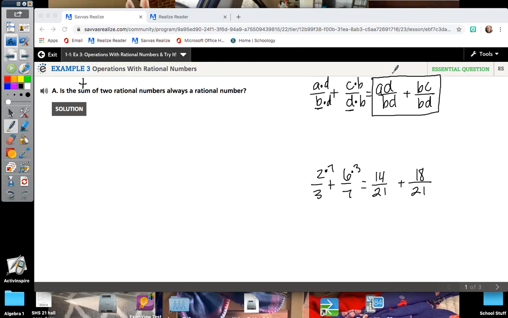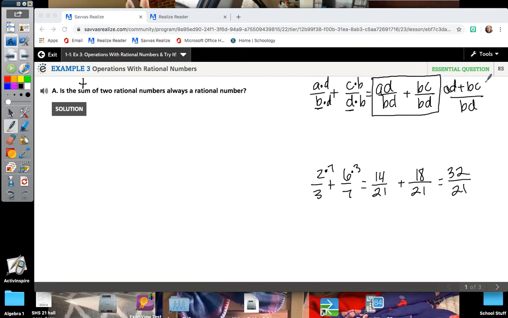Now, you can combine them if you want to. If you want to have one big fraction, like down here, we could just put it over 21, and we would get 32 on top. You can do the same thing here. If you just want one fraction, you could just combine the top. So we have AD on the first one plus BC.